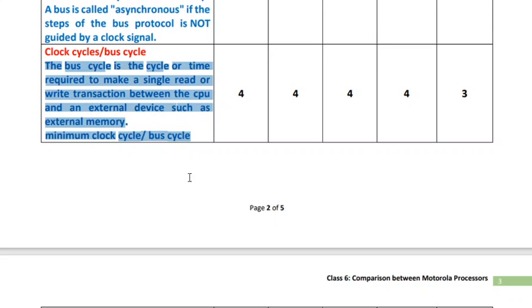Again I'll repeat it. The bus cycle is the cycle or time required to make a single read or write transaction between the CPU and external devices such as external memory. So here minimum clock cycle per bus cycle basically refers to the total time required for a bus cycle.